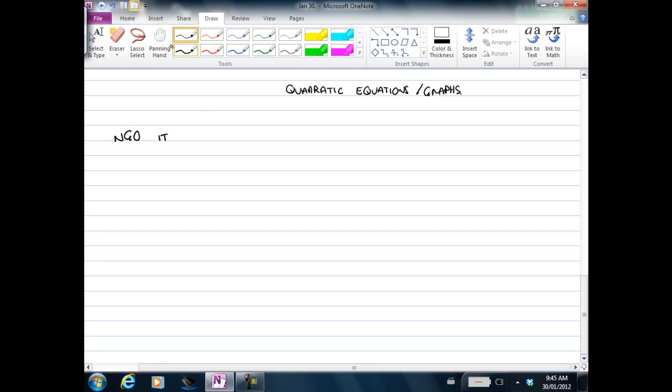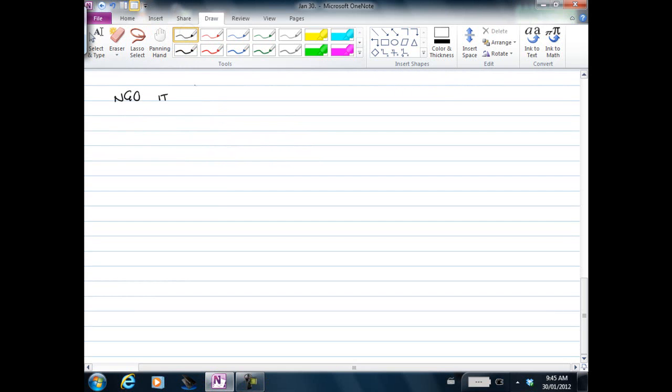Now, I'm going to show you what the equation of a quadratic looks like. y equals x squared. Okay, this is called a quadratic. The reason why is because there's x squared here.